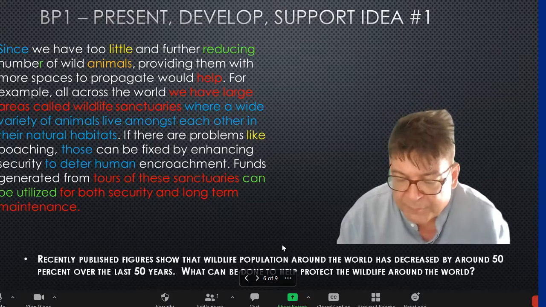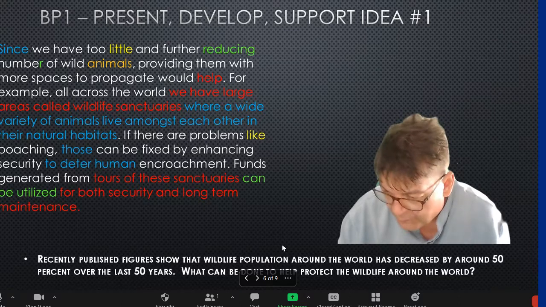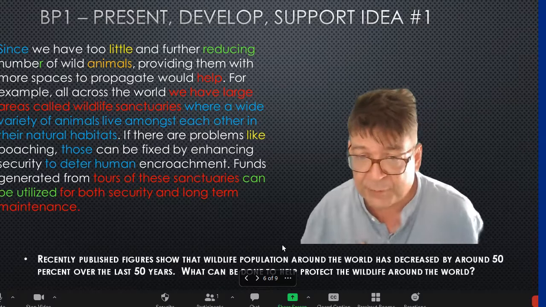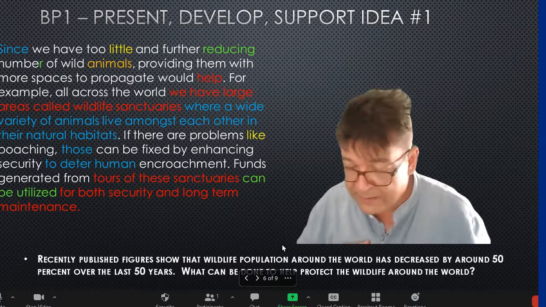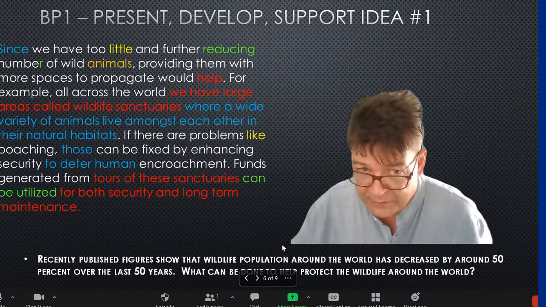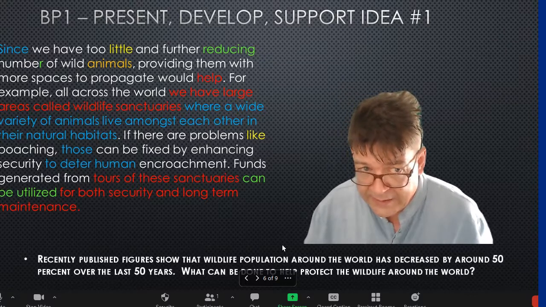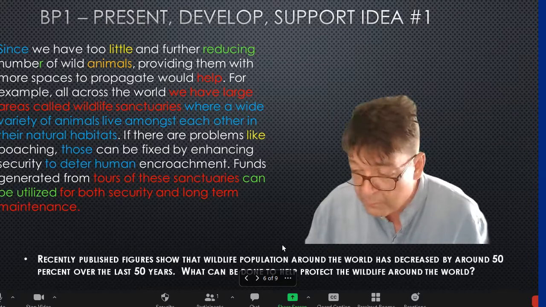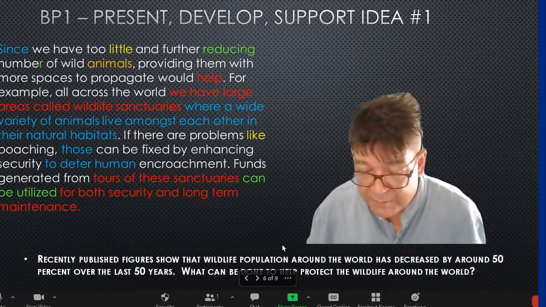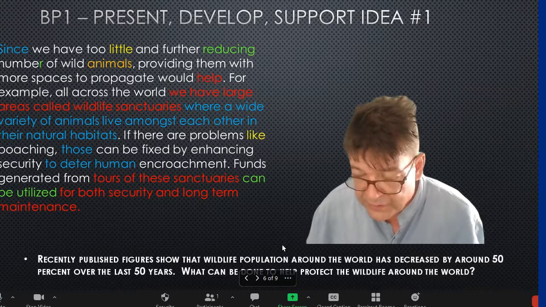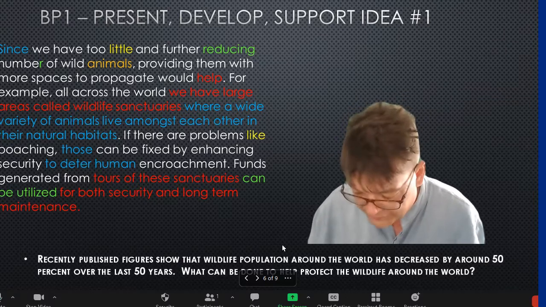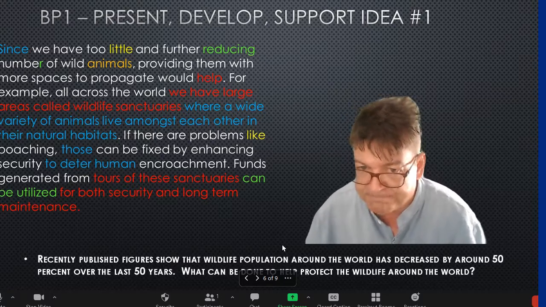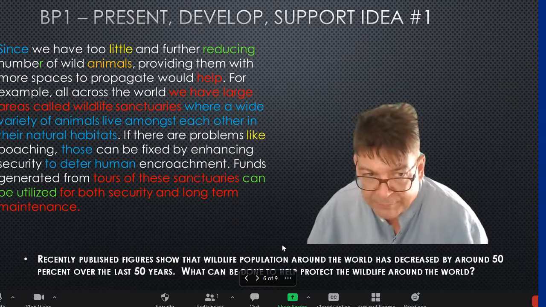For example, now, usually we put the examples at the end of a paragraph, unless we're using the example to explain what we mean. So what I was expecting here next is to see an example of an instance where more spaces have been provided to animals as wildlife preserves, which will tell. I'm looking for examples of giving them more space. Okay. All right, for example, all across the world.